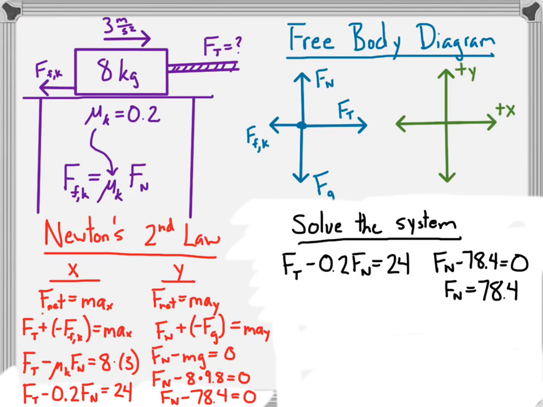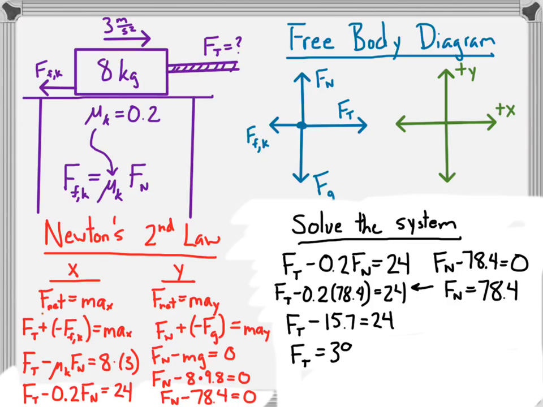Adding 78.4 to both sides tells me that the normal force acting on this block is 78.4 newtons. And now I can substitute that number into here. So I have tension force minus 0.2 times 78.4 equals 24. Then I can evaluate this and add 15.7 to both sides, and I get 39.7 newtons. So the tension force in this block is 39.7 newtons.